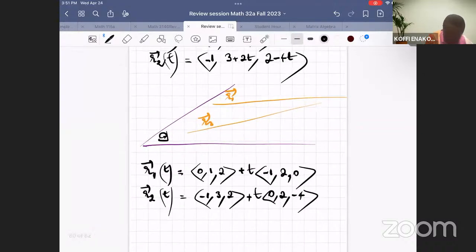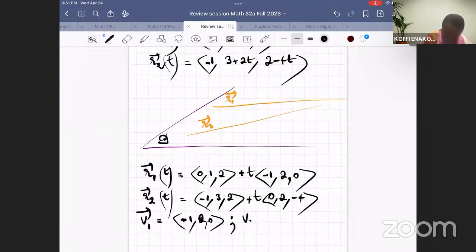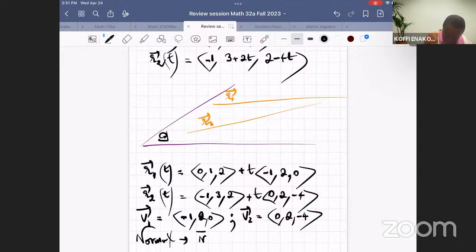All right. So the direction vector, let's call it V1 for the first line, has negative 1, 2, and then 0. And the second direction vector, V2, has the components 0, 2, with negative 4. So the normal to the plane is given by n, which will be the cross product V1 with V2. All right, so we need to find such cross product.